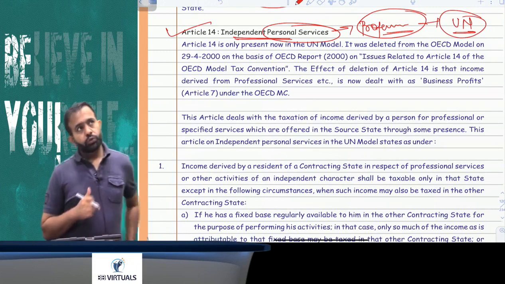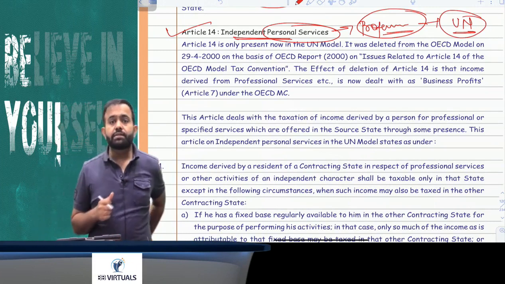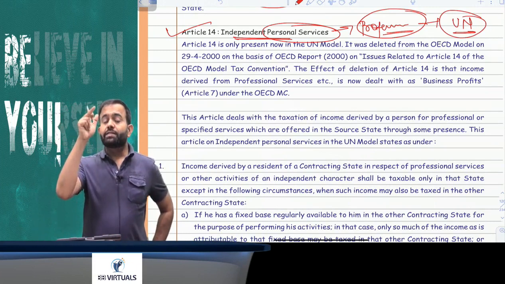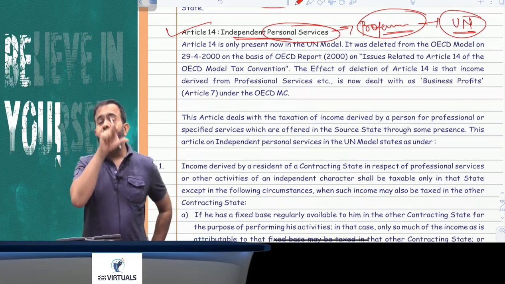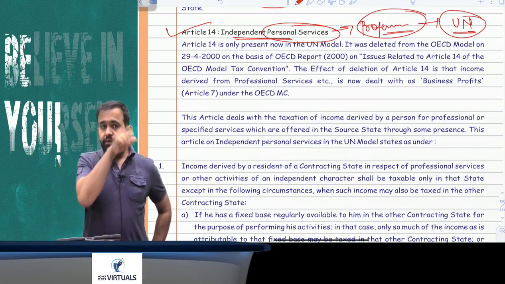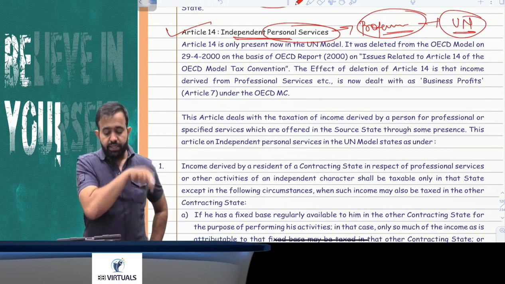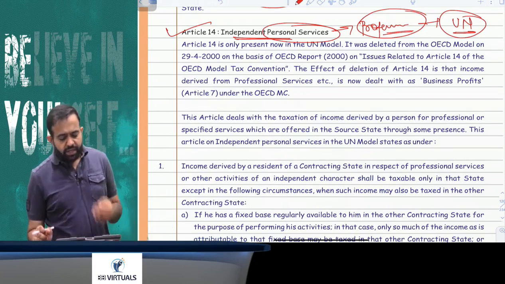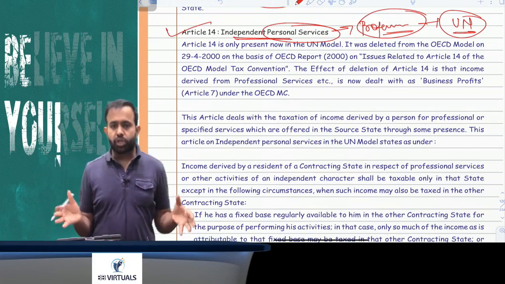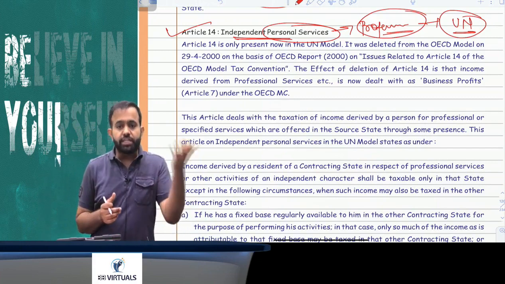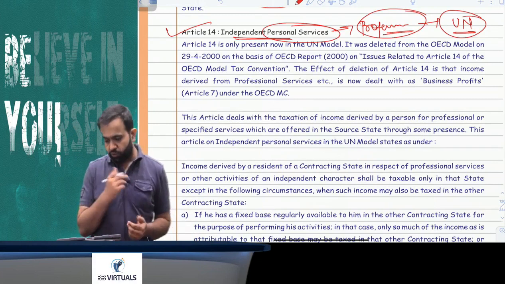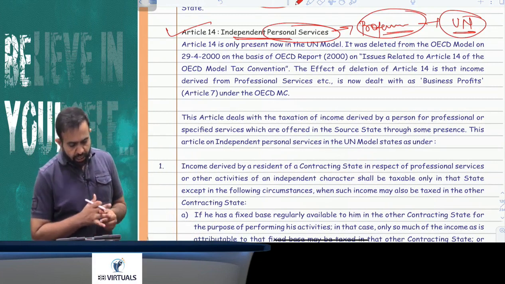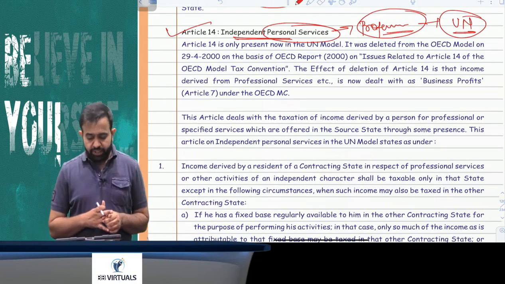Why the UN model? Because you know that in the UN model we have discussed the PE. We have discussed the service PE, and the service PE is available only in the UN model. So this article is available only in the UN model, not in the OECD model. So the question is how your income will be charged in the source state in the case of teachers, professionals and all. So just pay attention. Article 14 is only present now in the UN model.